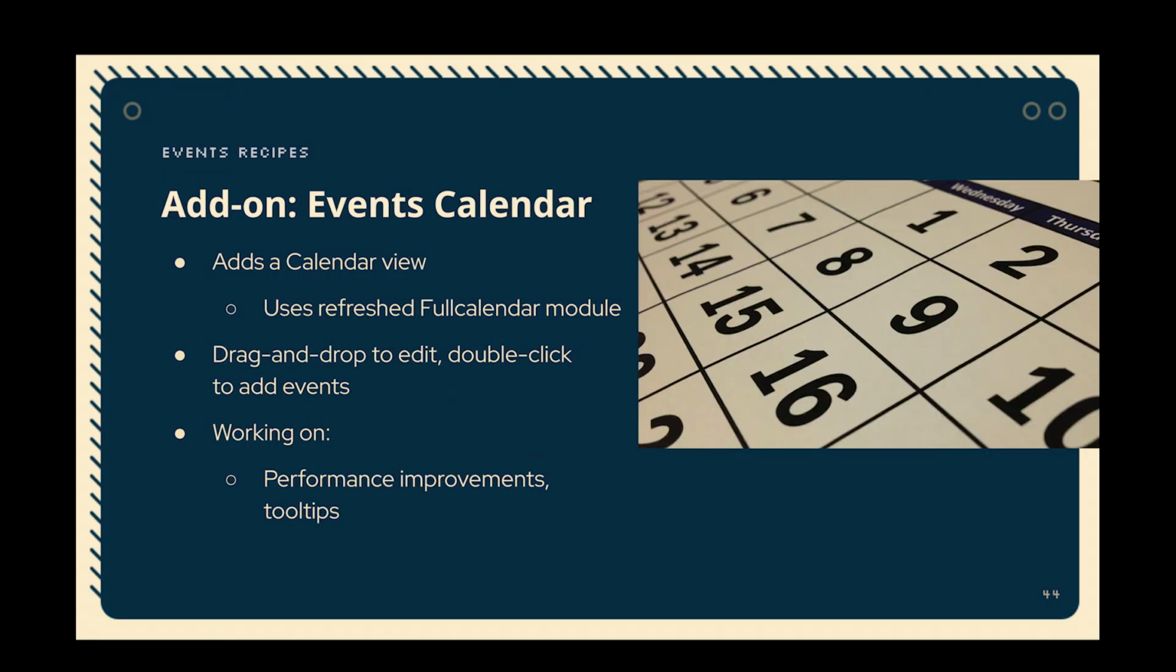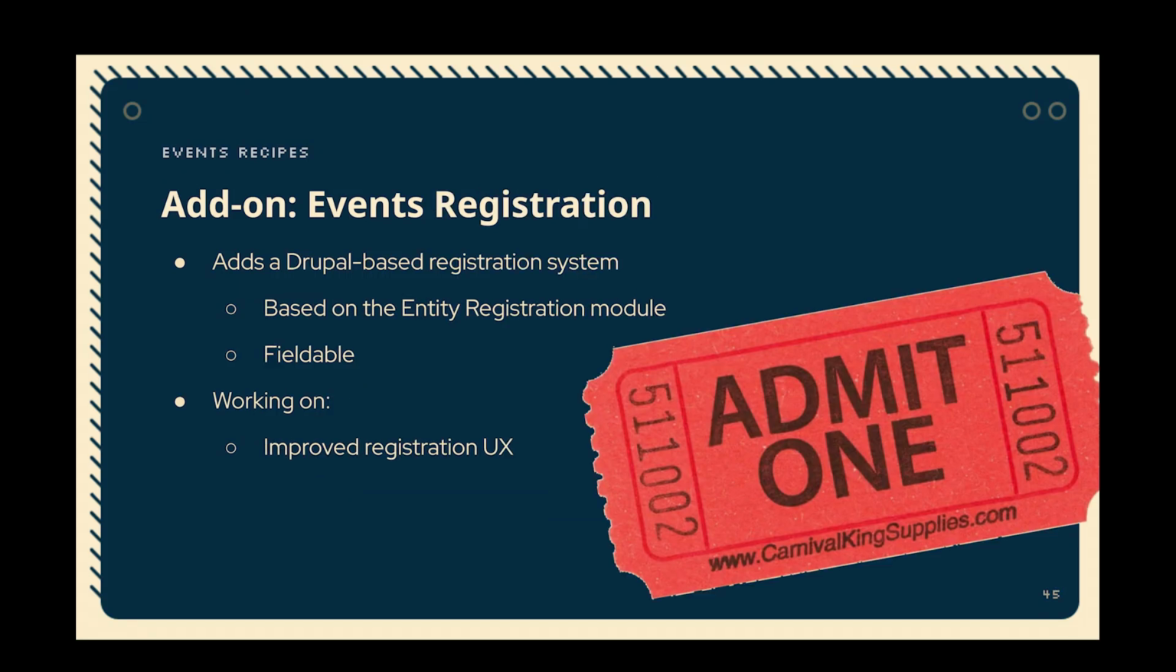There is the events calendar, which provides the calendar view that we saw earlier in our demo. It's actually based on a refreshed version of the FullCalendar module, very popular in Drupal 7. Then there was some early work done in Drupal 8 days, but FullCalendar View took over. There's some politics there that I won't get into at the moment, but it provides the drag and drop to edit, double click to add events, and the toast style notifications, if you noticed that. There are some ongoing performance improvements being worked on, as well as the ability to show event information and tooltips and other things like that.